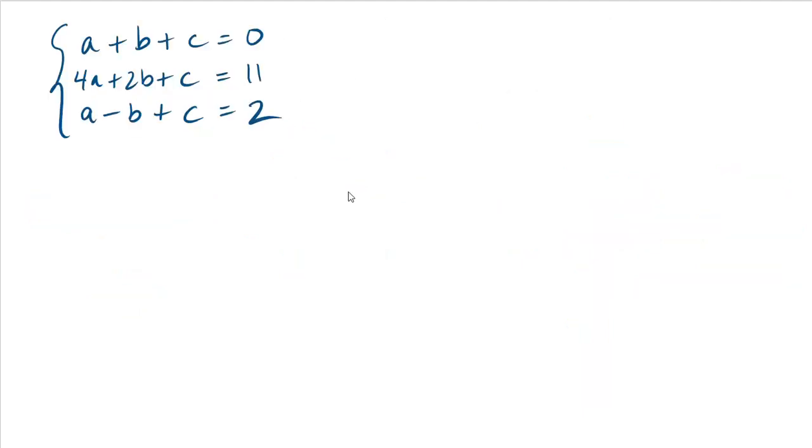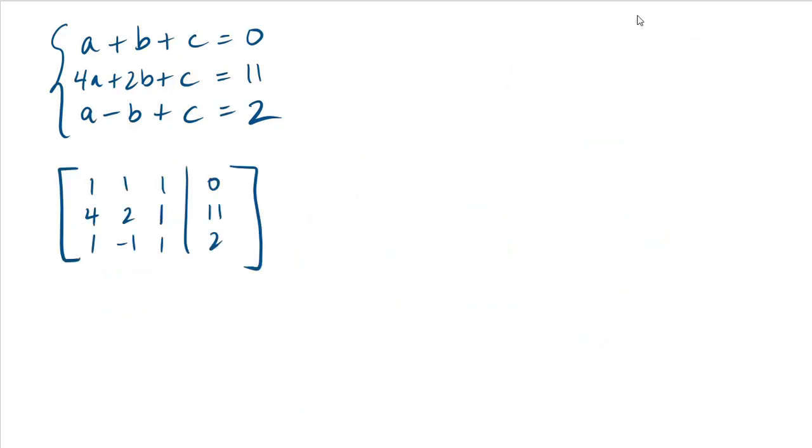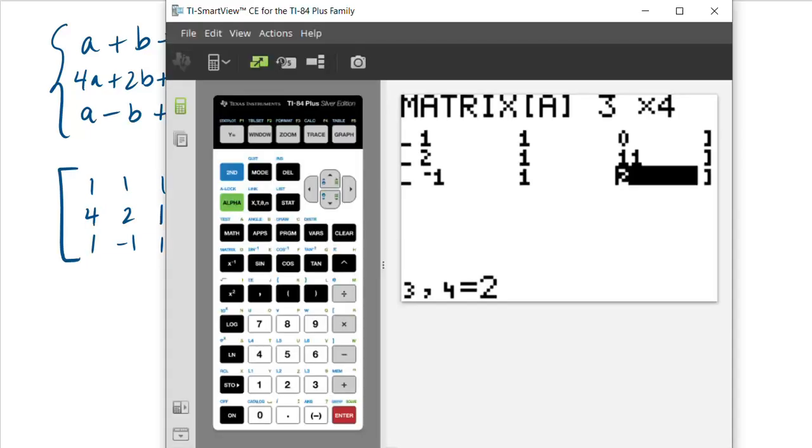Here are our 3 equations, and it's already organized the way that we need for a matrix representation. So come up with the matrix, use RREF in the calculator to come up with the values of a, b, and c. So here's the matrix representation of our system: 1, 1, 1, 0; 4, 2, 1, 11; and 1, -1, 1, 2. You can see I've already typed that into matrix A. You can't see my first column, but I promise you it's in there.